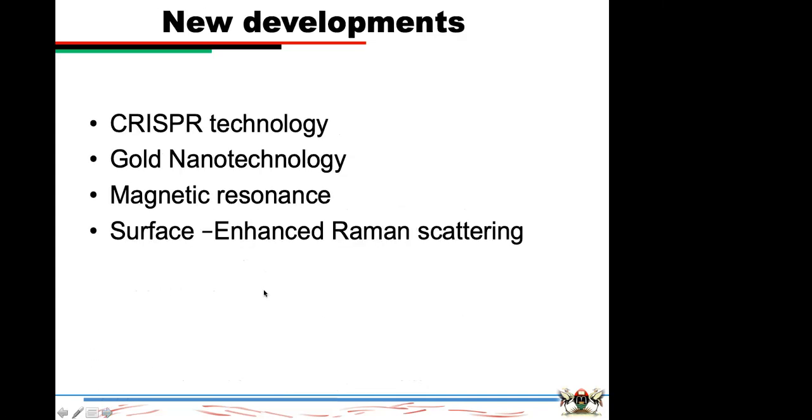In addition, there are new developments of modern technologies. I guess most of you are very much conversant with the CRISPR technology, also the gold nanotechnology, as well as the magnetic resonance and the surface enhanced Raman scattering, which are modern technologies that make the testing much easier and can be better automated than what is currently prevailing.